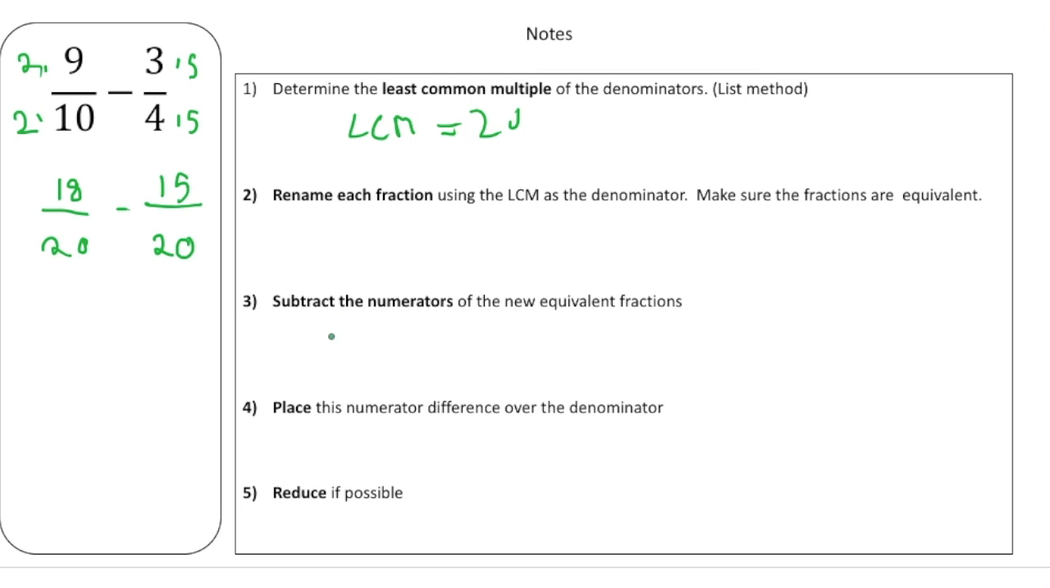Alright, step 3, I'm going to subtract the numerators. So 18 take away 15 gives us 3. Step number 4, I'm going to place that over the denominator, which now is 20. And 3/20 is reduced. So that's our answer. So 9/10 take away 3/4 is 3/20.